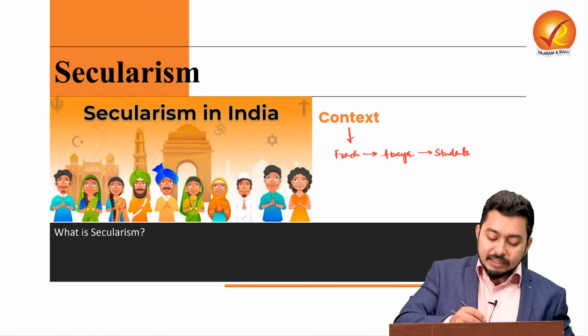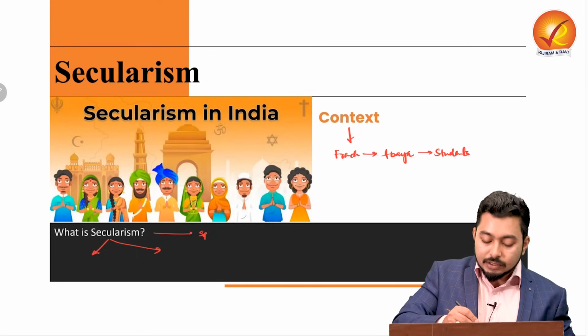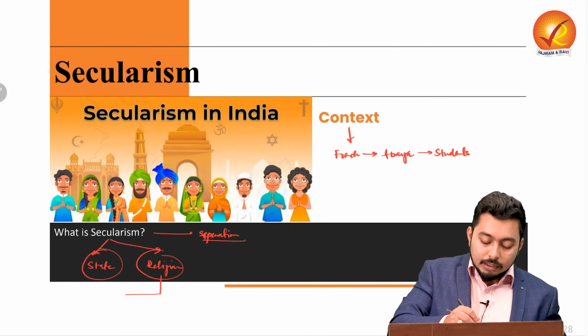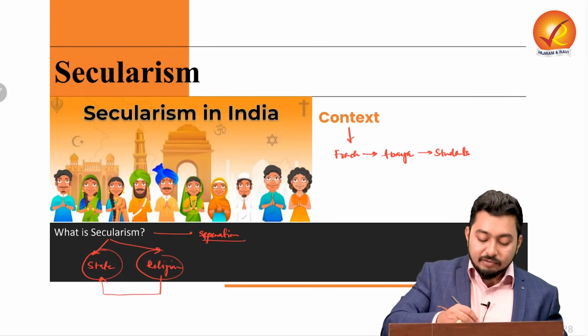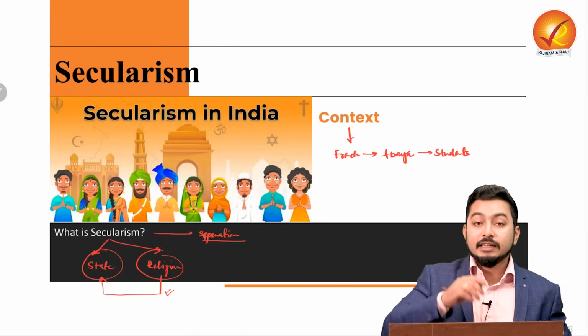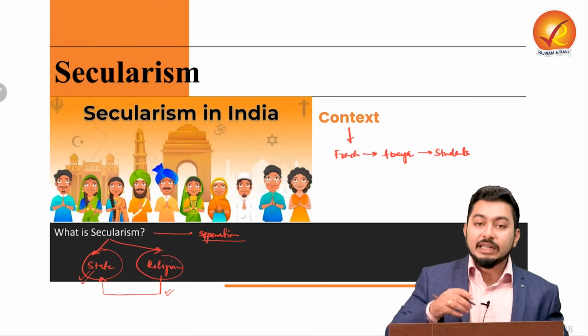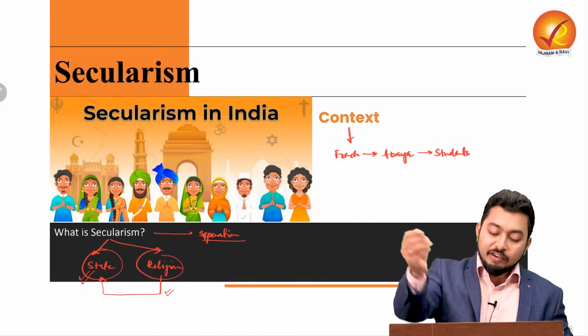Now, what do we mean by secularism? So, it is a separation between the state and the religion. Why? Because historically, it has been seen that whenever religion influenced the policy, the laws of the state, then what would happen? Injustice would happen.